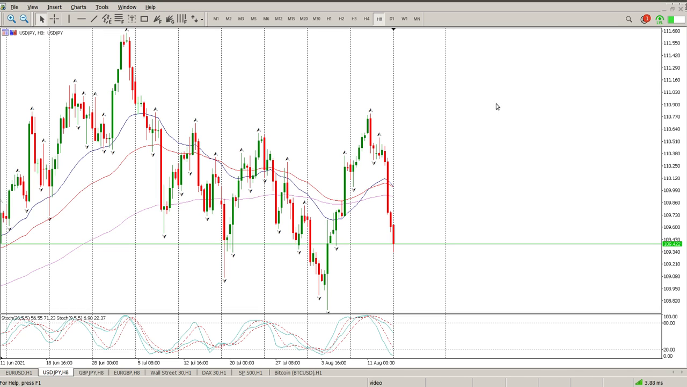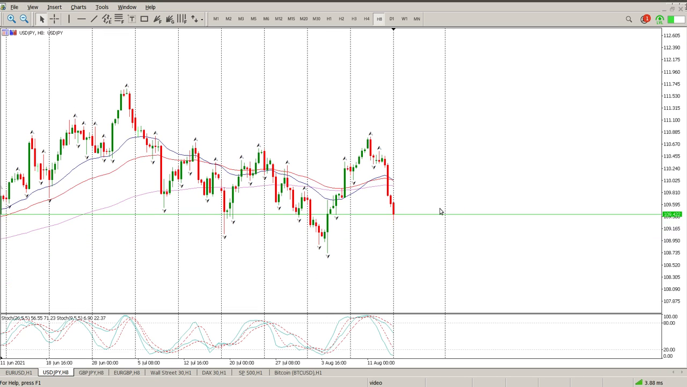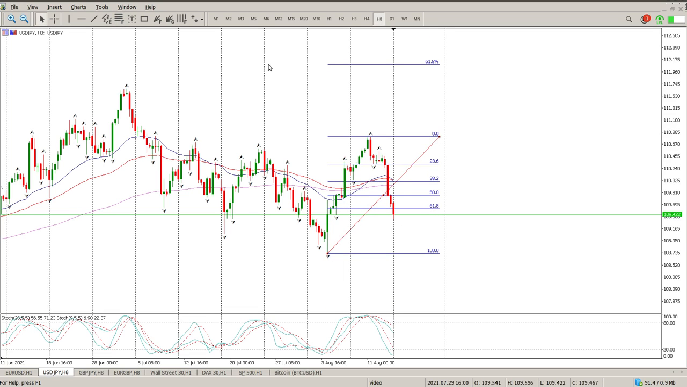US dollar, Japanese yen, pretty much a fairly solid move to the upside, and then what we would have expected, a continuation, come back and find support, and we've broken through the moving averages. Oscillators are all grouped to the downside here with a bit of divergence starting to form as well. The next thing I want to highlight is Fibonacci. We are hovering around the 61.8.